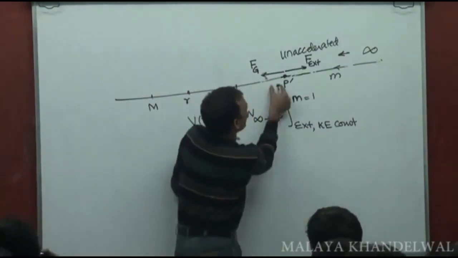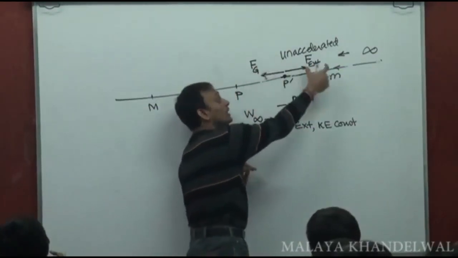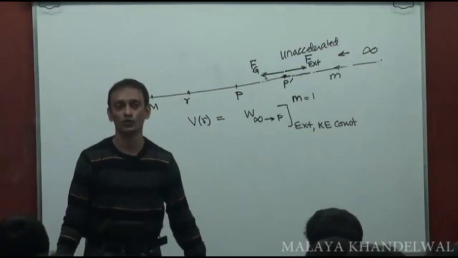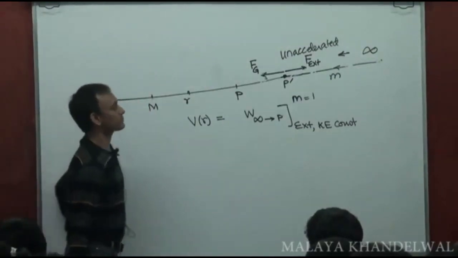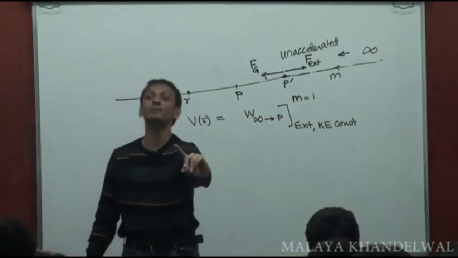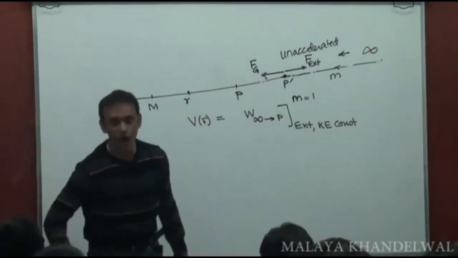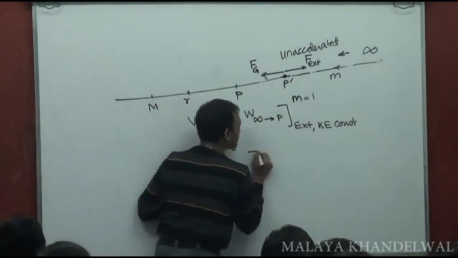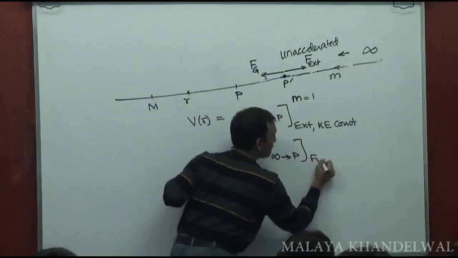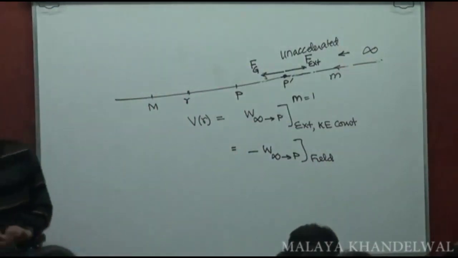And for every small elemental displacement, the work done by the external agent is negative of the work done by the forces of the field, yes or no? Which means, from infinity to P, the work done by the external agent would be negative of the work done by the field from infinity to P. So this would be negative of the work done from infinity to P by the forces of the field.